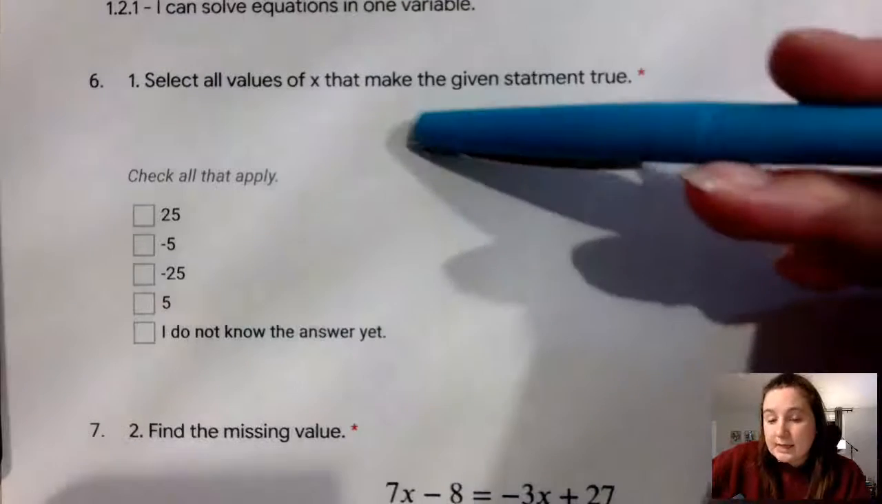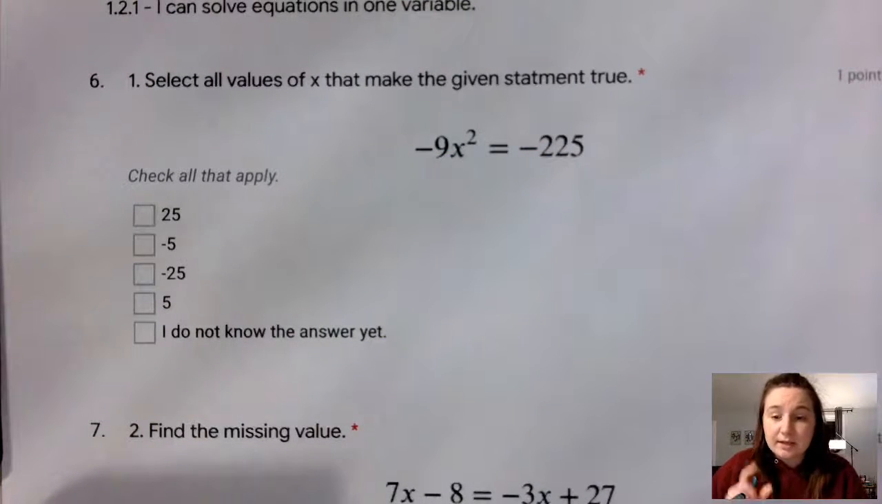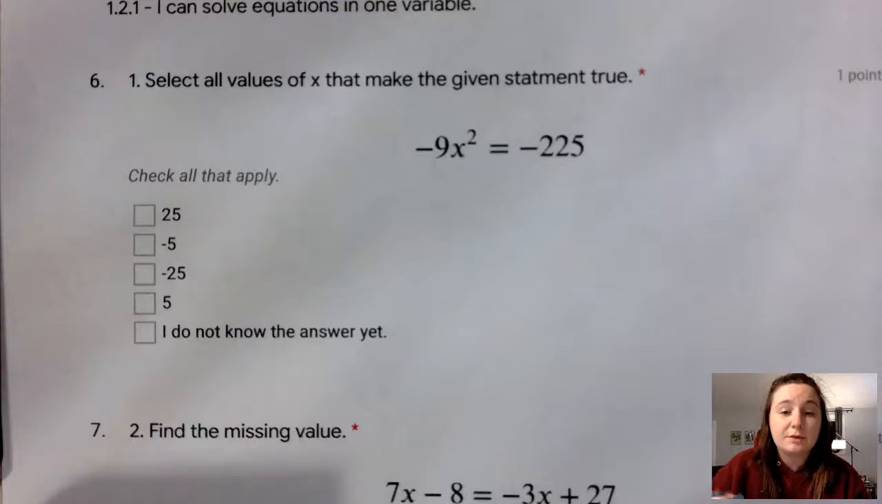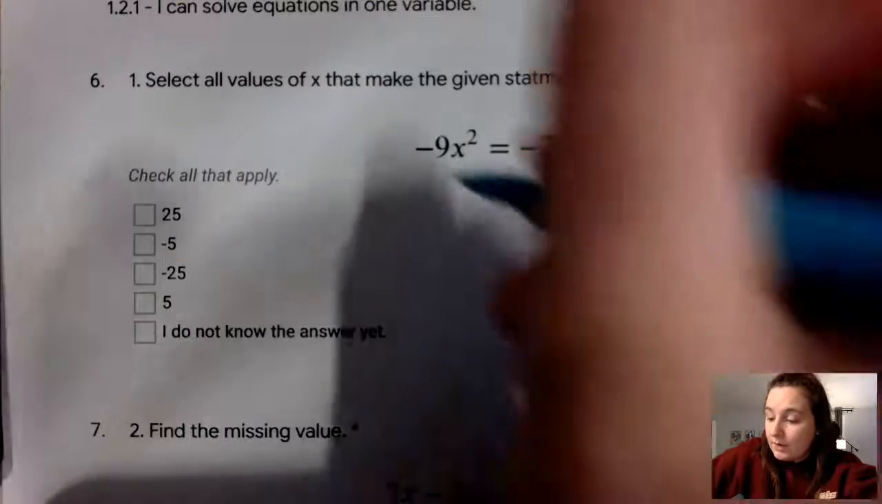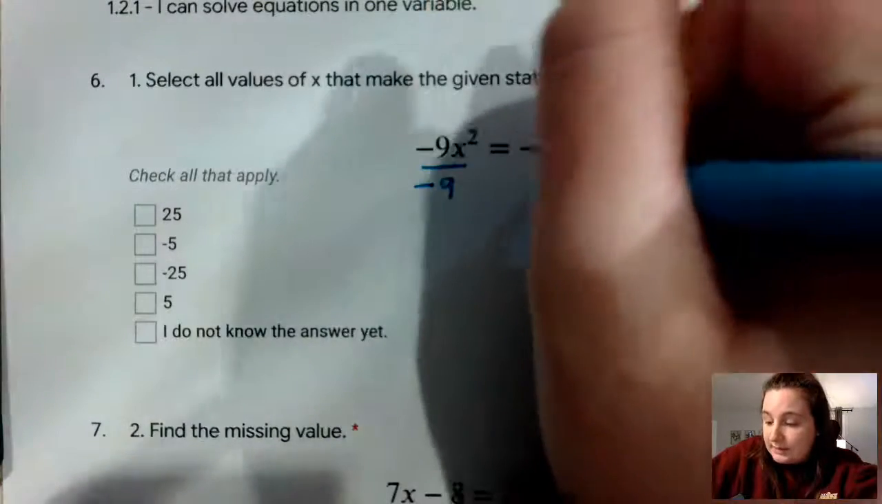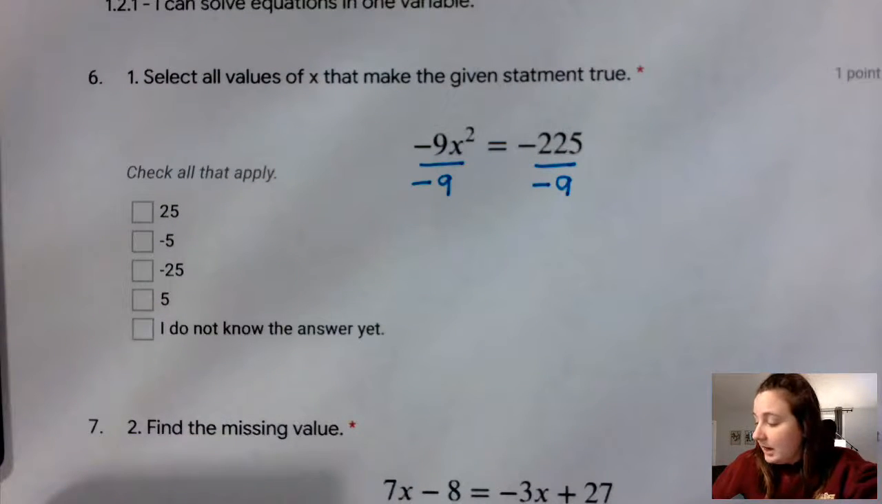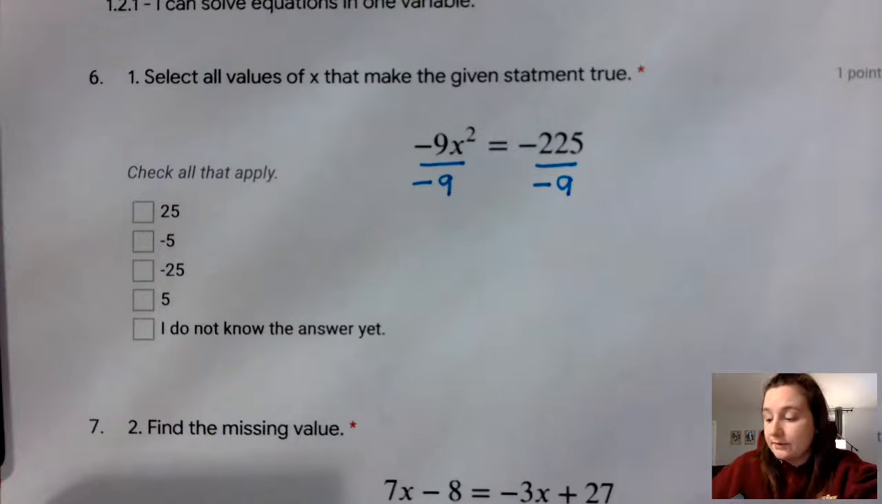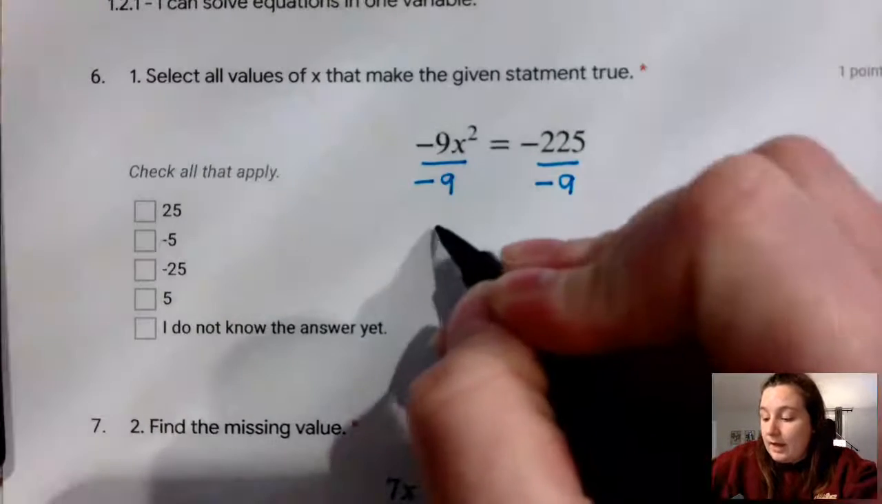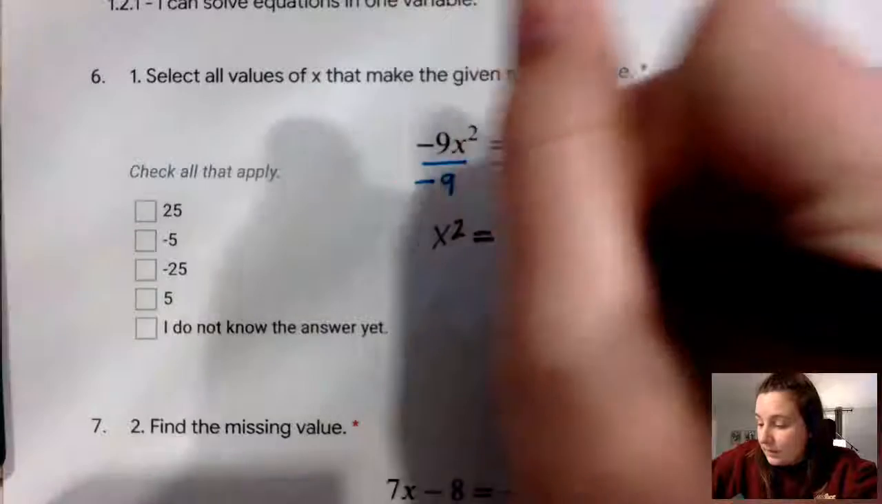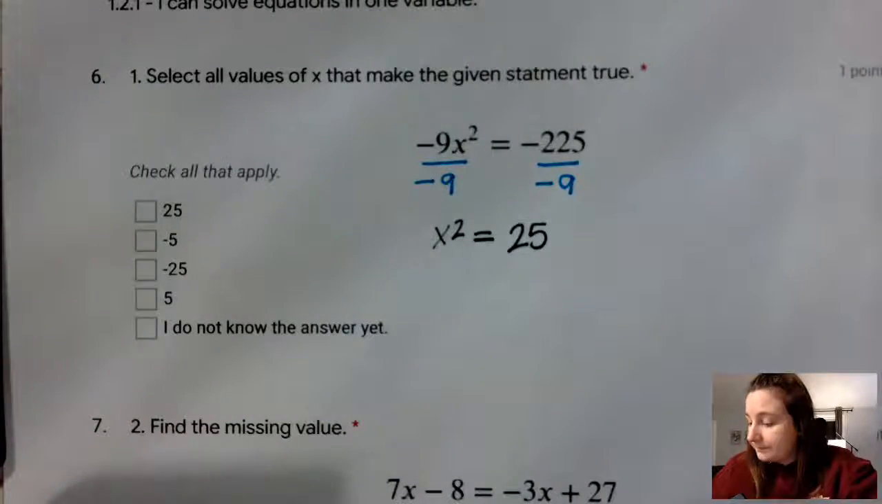So that means that I need to get rid of this negative 9 first. And negative 9 and x are squished together, which means they are being multiplied. So I'm going to go ahead and divide both sides by negative 9. And you can do that in a calculator. I'm going to do that in mine because I'm not quite sure what that is. And negative 225 divided by negative 9 gives me a positive 25. So I am left with x squared equals a positive 25.